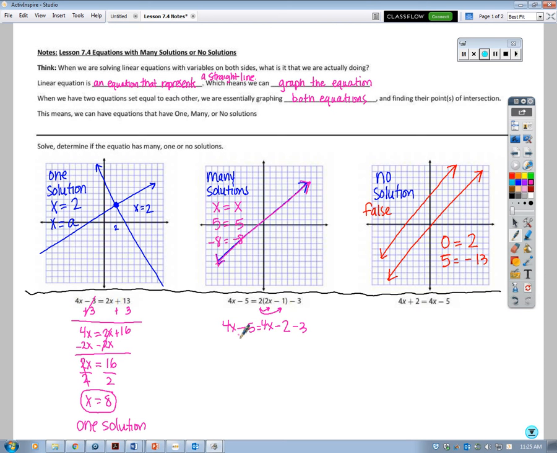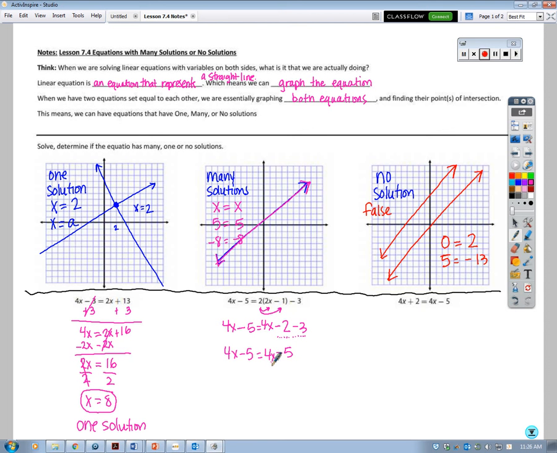So now I have 4x minus 5 equals 4x minus 2 minus 3. So I have two constants on the same side of the equal sign. I'm going to simplify those before I try and move anything across the equal sign. So negative 2 minus 3 is going to give me negative 5. So I've got 4x minus 5 equals 4x minus 5.